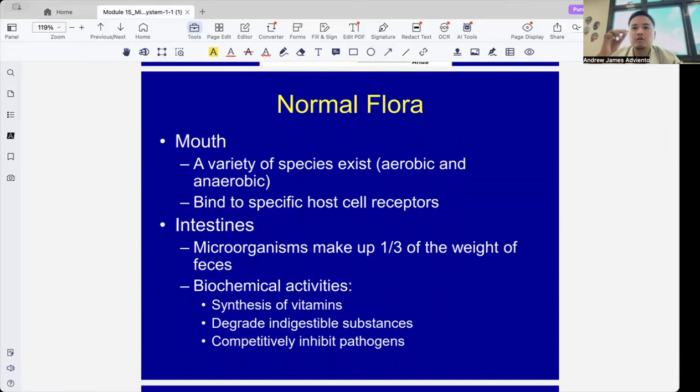So we have what we call the normal flora. Not all microorganisms are harmful. In fact, many microbes in our mouth and intestines are actually beneficial. So they help synthesize vitamins, break down indigestible food, and prevent harmful pathogens from taking over. So this balance is important for maintaining digestive health.